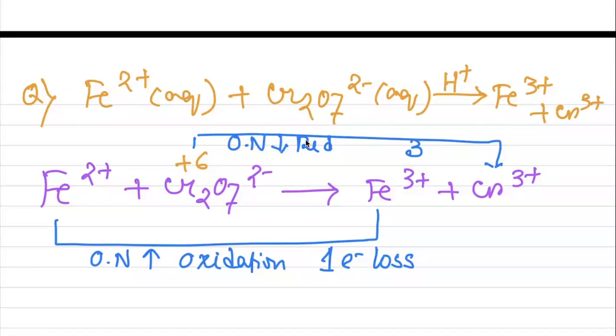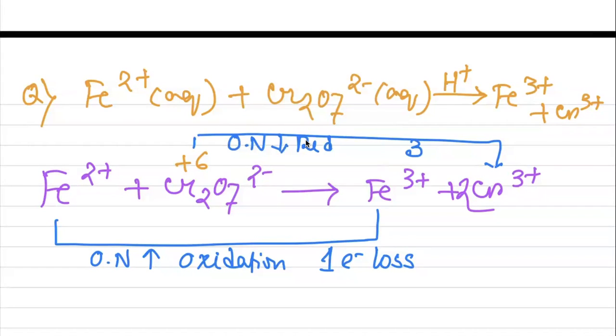See, how many chromium atoms are in Cr2O7? 2. On the product side, chromium is 1. Right? So first we have to balance the chromium. That's why I have to write 2 over here. We have to balance the atoms also, right? There are 2 chromium atoms on the reactant side and 1 on the product side, so I have to add 2.